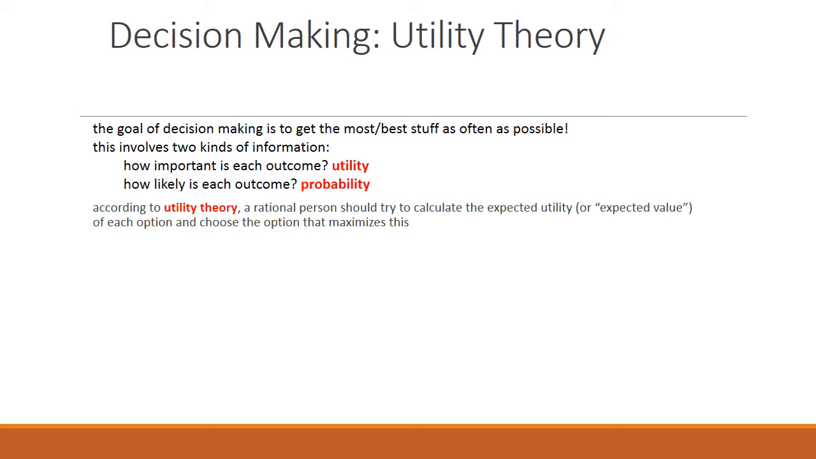So according to this first theory, we'll talk about utility theory. A rational person should try to calculate the expected utility, sometimes called the expected value, of each option, and then choose the option that maximizes this.